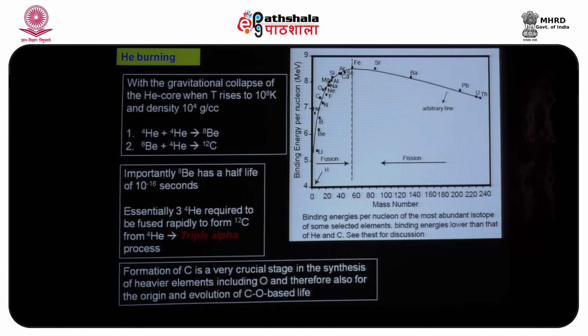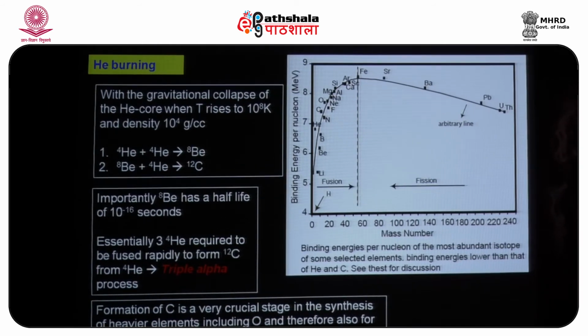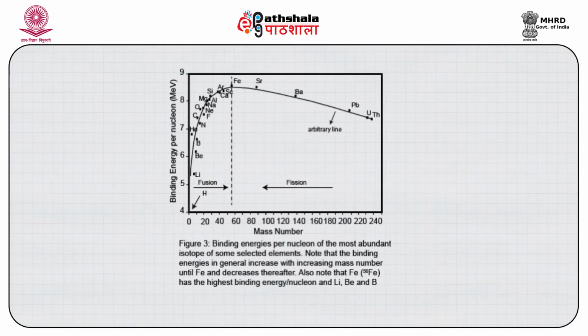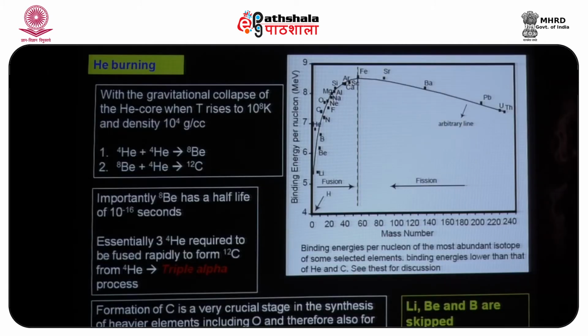Now, I will try to draw your attention to this figure, where on the x axis I have plotted the mass number, and on the y axis the binding energy per nucleon of different elements. Now, please note that lithium, beryllium and boron have a lower binding energy per nucleon compared to helium and carbon. This means that the formation of lithium, beryllium and boron from the helium to the carbon stage is not energetically suitable. So, during this process the formation of lithium, beryllium and boron is skipped, and this has a very important implication for the abundances of elements in the universe and in the solar system.